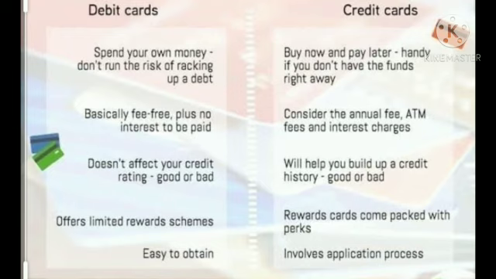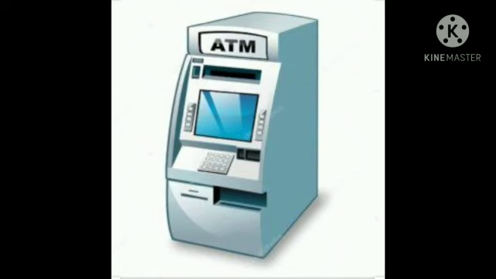Understood? For a debit card, the bank doesn't charge interest, but for a credit card, the bank will charge you interest if you have not paid the amount within the given time period. Understood? For a debit card, the bank doesn't charge any annual fee, but for a credit card, the bank will charge an annual fee. Clear?